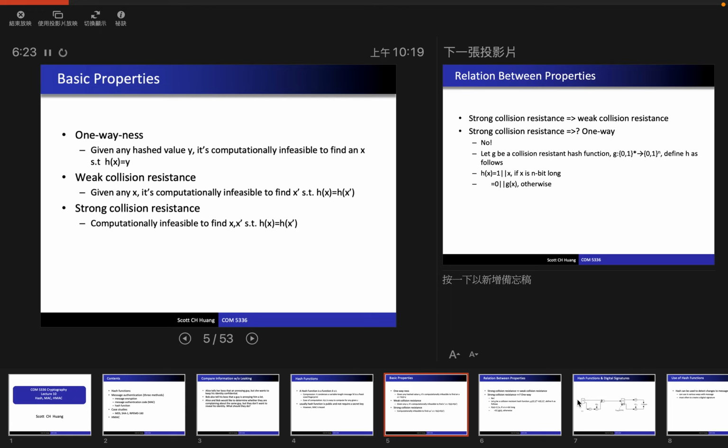Weak does not imply strong, and there's a huge difference too. Later we'll talk about it, because this is a critical property when we talk about the birthday attack, as we will see later. The birthday attack is sometimes called the birthday paradox.